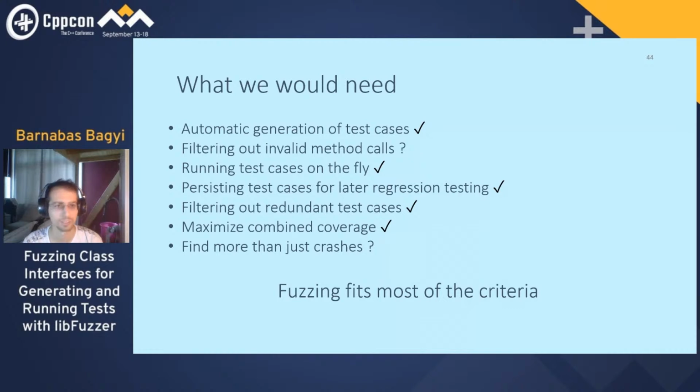Now, of course, libFuzzer also can achieve great coverage. As I've already mentioned, fuzzing is a great tool for that. And what about finding more things than just crashes? Well, we've seen that sanitizers work with libFuzzer, and so we can find more than just crashes, but logical errors seem a bit out of reach for fuzzing, right? But even still, fuzzing seems pretty great. It fits most of our criteria. Let's try to adapt it.